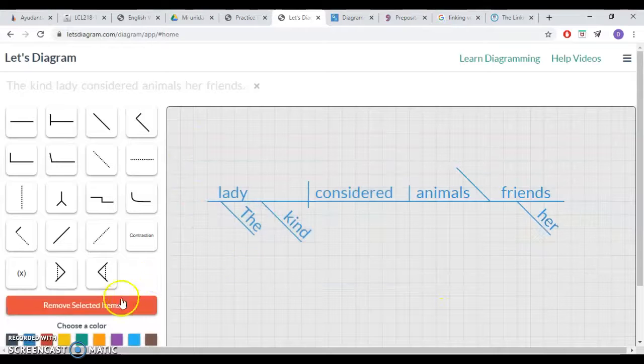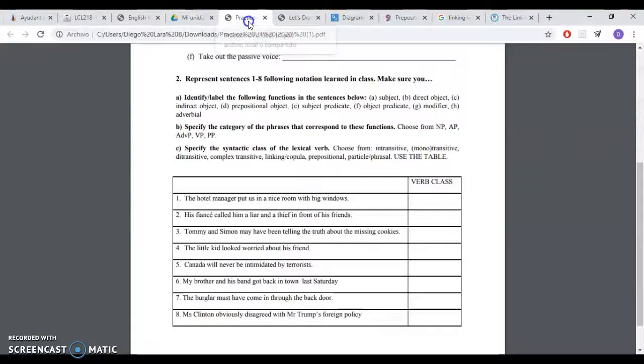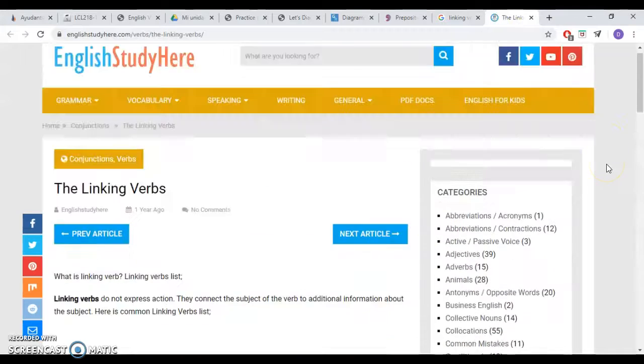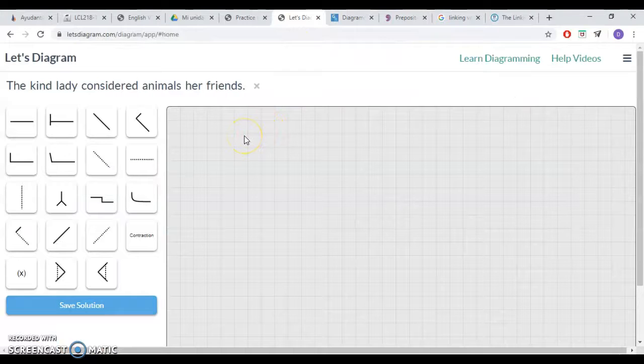Now we're going to check very quickly prepositional verbs. Prepositional verbs, you know what? I'm going to make a fourth video because these two are a little bit confusing and I would like to explain them thoroughly. So this is going to be the end for this video.